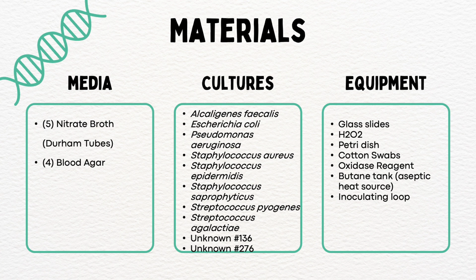For media, we used 5 nitrate broth Durham tubes and 4 blood agar plates. For cultures, we used Alcaligenes faecalis, Escherichia coli, Pseudomonas aeruginosa, Staphylococcus aureus, Staphylococcus epidermidis, Staphylococcus saprophyticus, Streptococcus pyogenes, Streptococcus agalactiae, and our unknowns number 136 and unknown number 276. For equipment, we used glass slides, H2O2, petri dish, cotton swabs, oxidase reagent, butane tank as our aseptic heat source, and an inoculating loop.